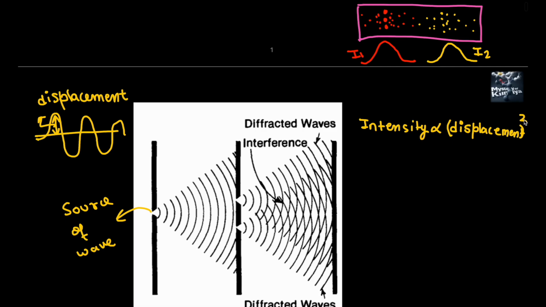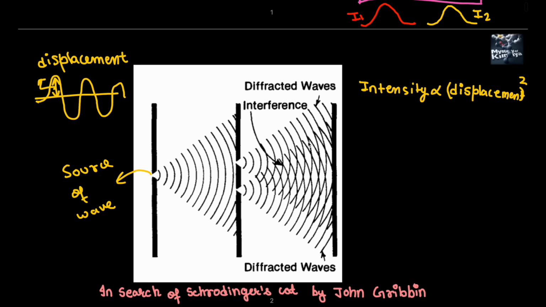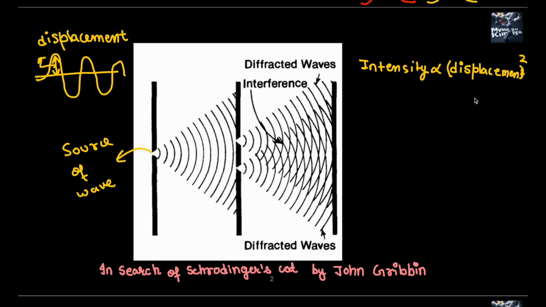Displacement square. And here the displacement, I am writing it like psi. Psi just denotes the displacement, how much the wave is displaced from the initial point. So intensity would be directly proportional to displacement square, psi square.